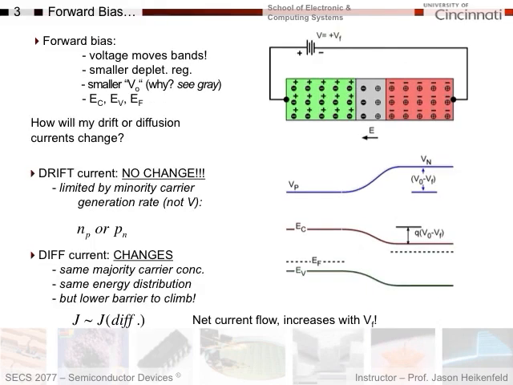So the first thing we're going to do is put forward bias on this thing. Look what happens here. I put a positive voltage on the P side for forward biasing a diode. The first thing you'll notice is that the depletion region is now smaller than it was on the previous slide, which means I have a smaller contact potential.